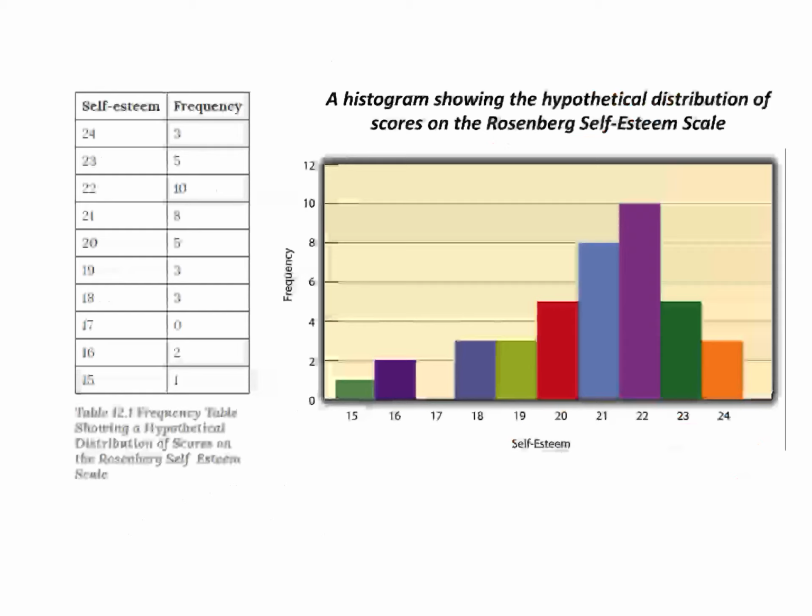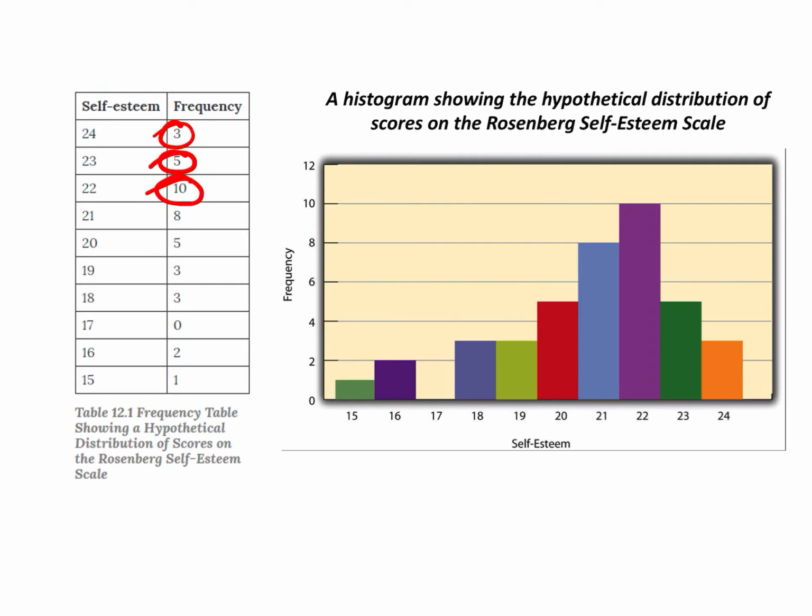Alright, so here we've got another example. Here we've got a table, and what that would look like in a histogram. So if we have a look at our table, first of all, this is a frequency table showing a hypothetical distribution of scores on the Rosenberg self-esteem scale. So the number of participants who reported a self-esteem score of 24 is 3. The frequency of a score of 23 is 5. We can see here that the most frequently occurring score is a 22. So this is our mode. And we can see here the frequency of the rest of these scores as well.